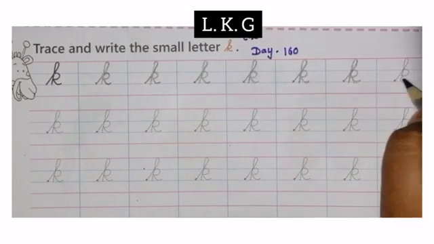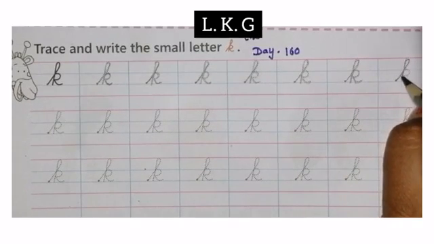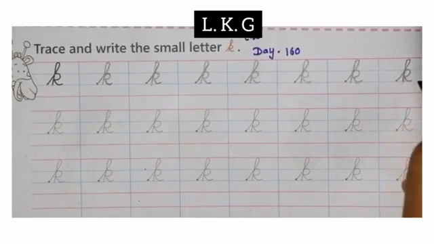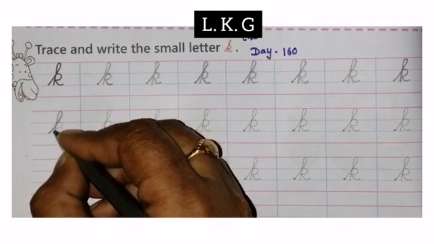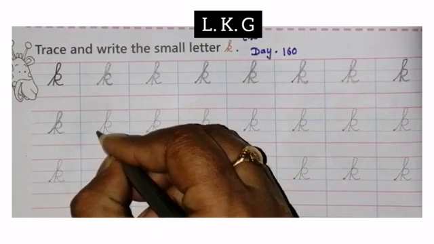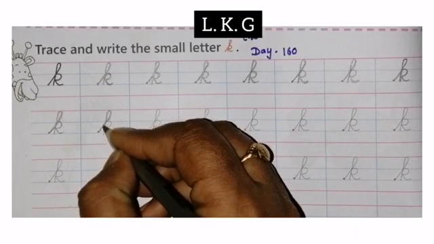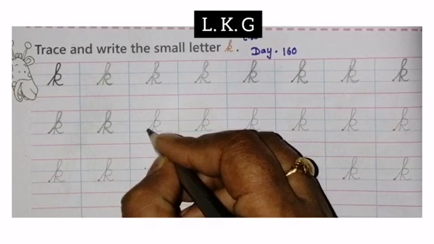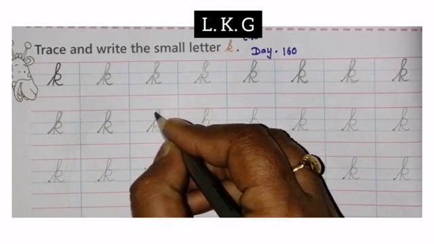Write it carefully, neat and clean. K for kite. K for king. King means Raja. K for kite. Kite means Patang. K for kangaroo. Kangaroo is an animal.